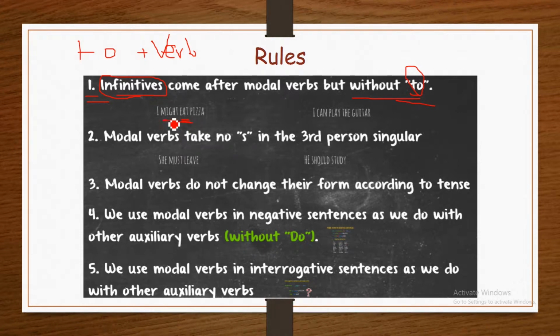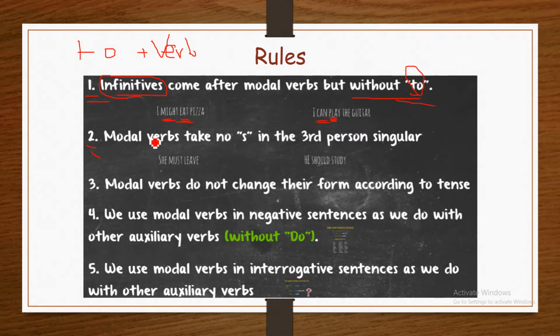Might is a modal verb. Or, I can play the guitar. Can is a modal verb. Play is an infinitive without to. It is a base verb.